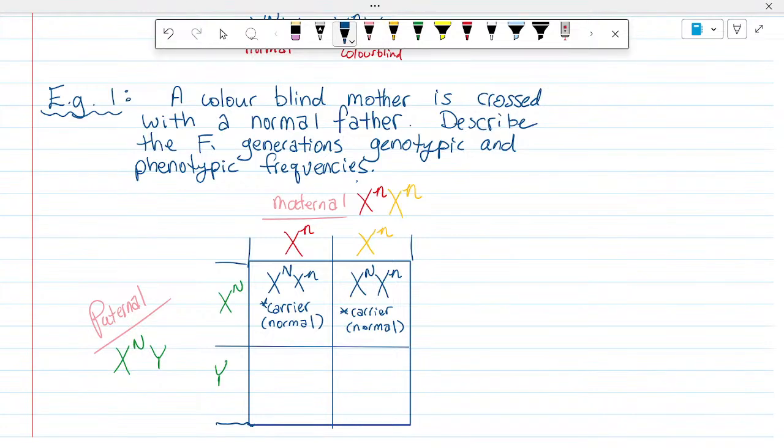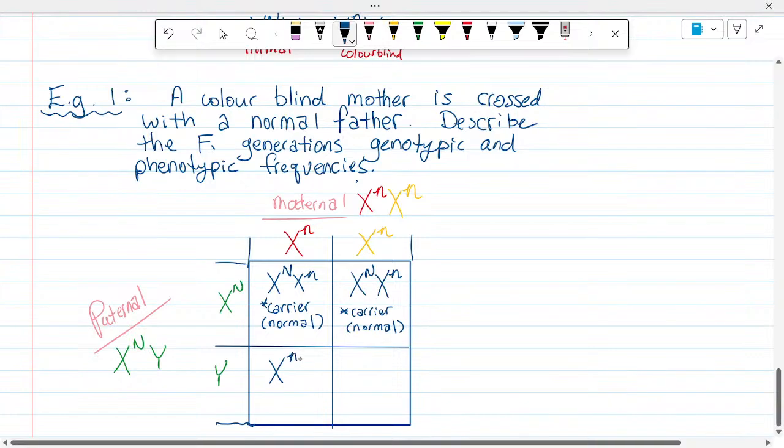Okay, but what about here? What does Dad pass on? Y. What do they get from Mom? Little n. Little n and big Y, which means colorblind.